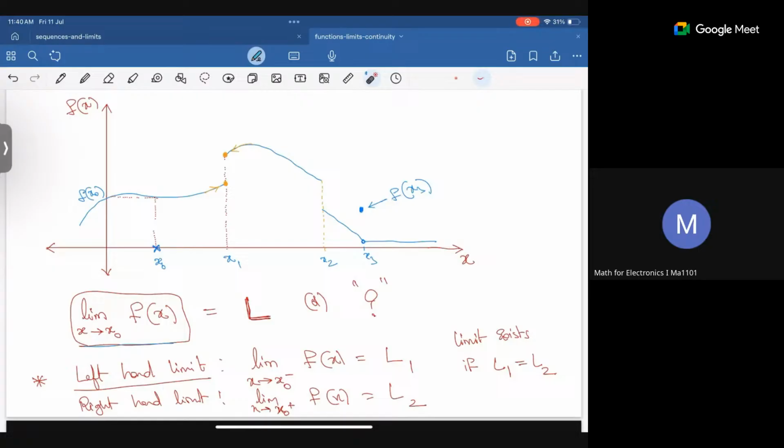So here at x3 you can see, if you start from the left hand side, you will slowly start approaching this point. Even from the right hand side, you will approach this open circle. Since your left hand side and right hand side are equal, the limit exists at x3. So the limit exists at x0, does not exist at x1, does not exist at x2, but exists at x3.